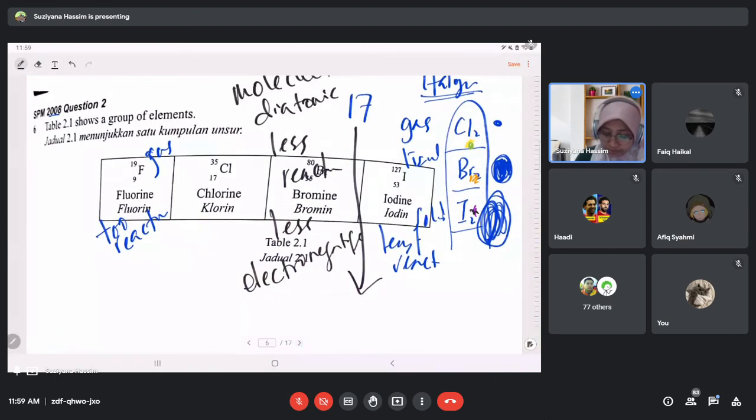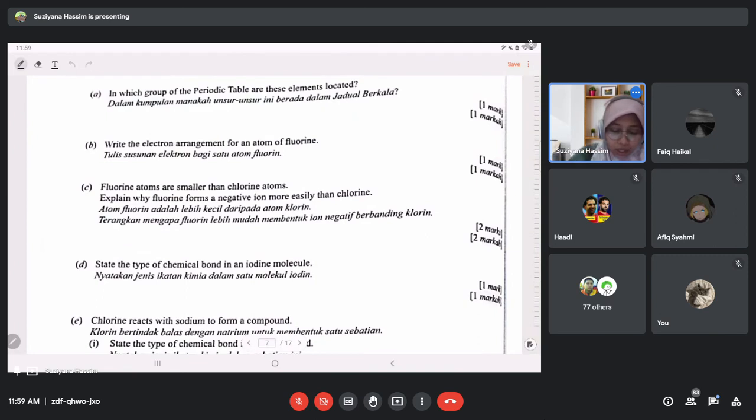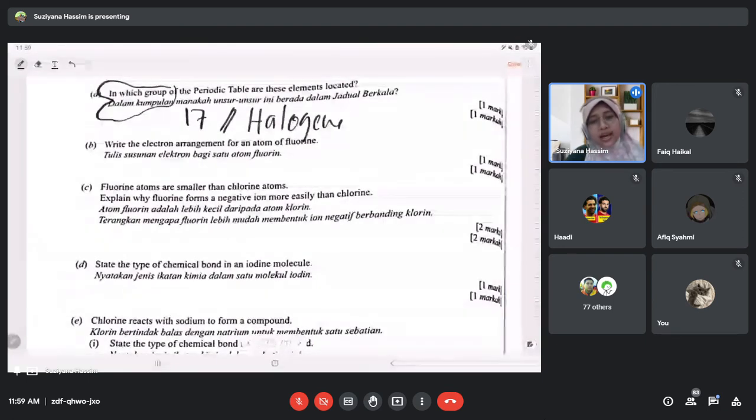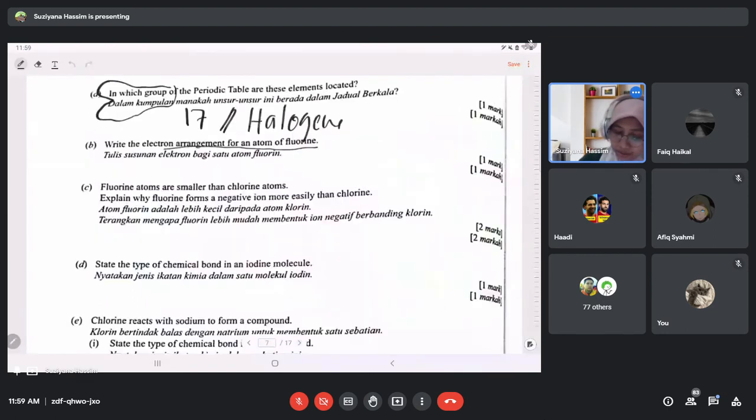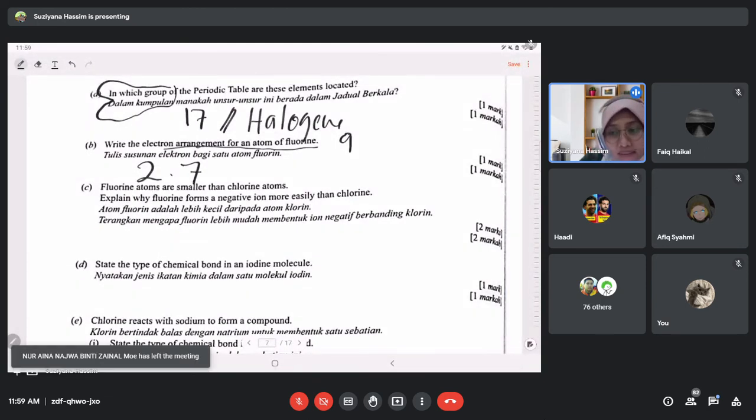Okay, jom. Okay, let's go. In which group of, nampak soalan. If you don't know the concept, in which group the periodic table this element located? Group 17 or halogens. Okay, halogen. Okay. Write the attribute for the atom fluorine. Okay, patah balik. Fluorine has 9 proton number. Fluorine have 9. So 2.7. 2.7. Okay, next one. Fluorine atom are smaller than chlorine atom.